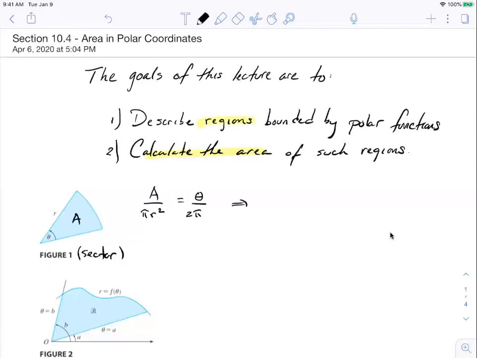And if we solve that for A, I'll let you check my algebra, we get that A is 1/2 r squared theta. So that's the formula for the area of a sector of a circle. It's going to be kind of the analog of a rectangle when we were doing our integrals in rectangular coordinates.